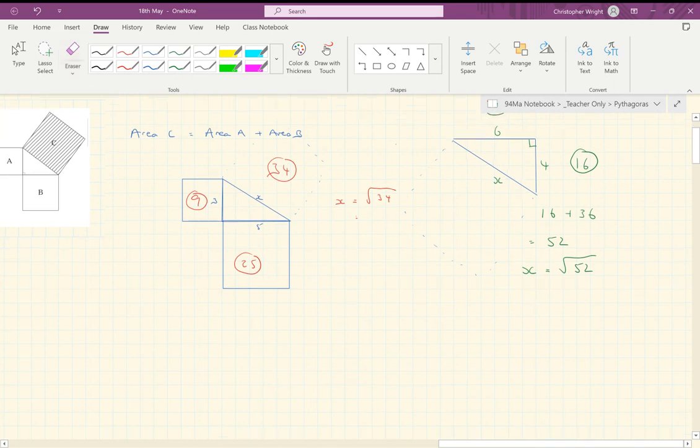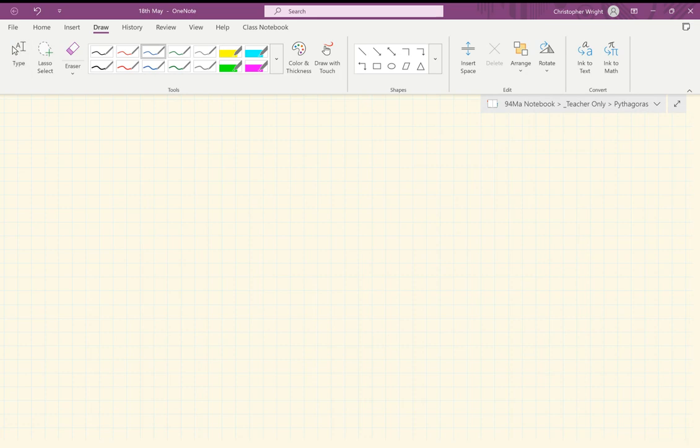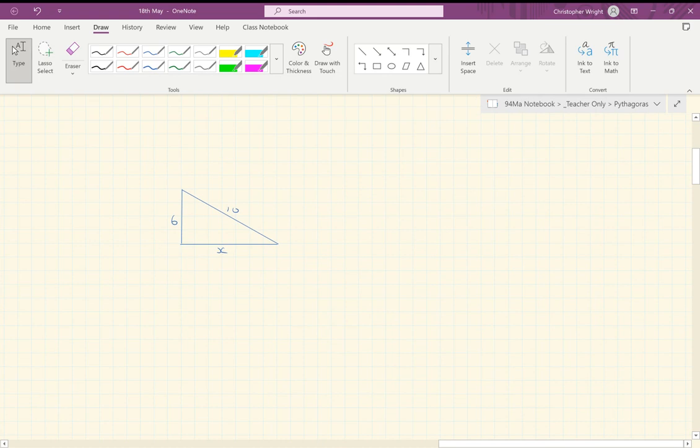Let's do one where you know the hypotenuse and you have to work out the length of one of the other sides. So, let's have a look at this triangle here. And let's imagine that you know that that's 10. And you know that that's 6. And you're asked to work out this length. Right, now we know the area of the square on this side is 36, 6 times 6. We know the area of the square on the hypotenuse is 10 times 10, 100.